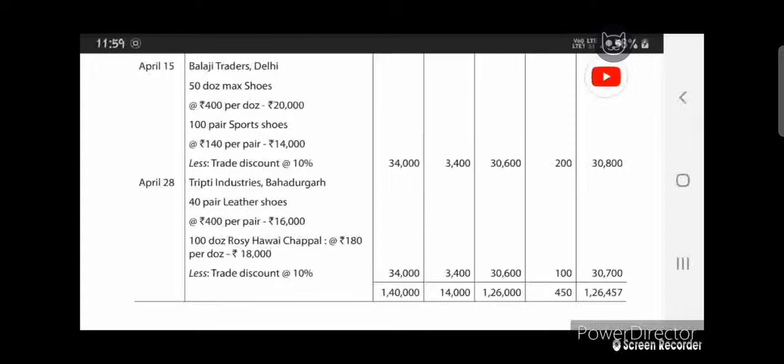The next one is on April 15, from another company, Balaji Traders in Delhi. You have bought 50 dozen Mac shoes from them. So 50 dozen comes to 20,000 in total. Another product you have bought from them is 100 pairs of sports shoes at 140 per pair. So 140 into 100 is 14,000. The trade discount is 10%.